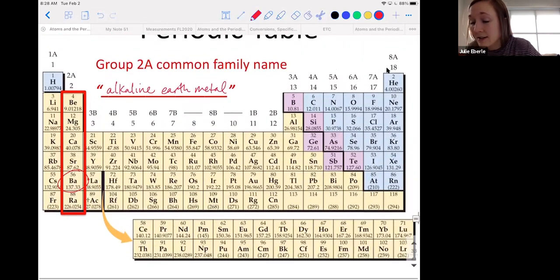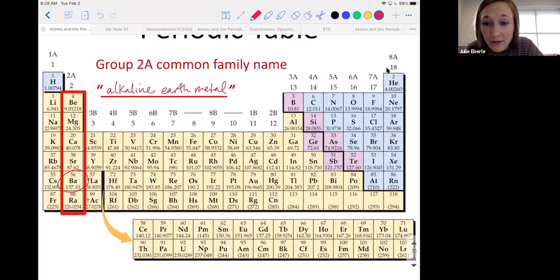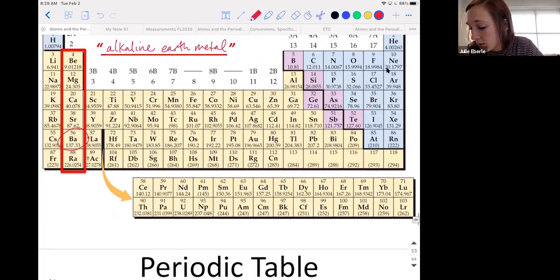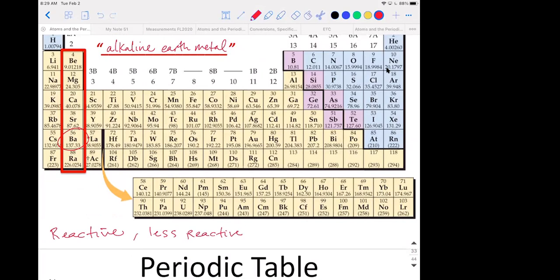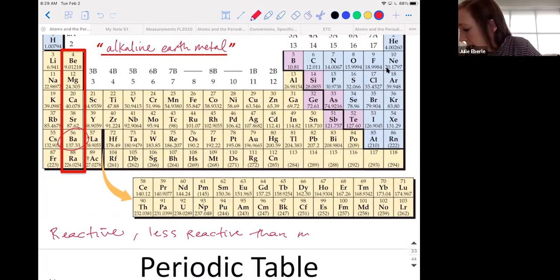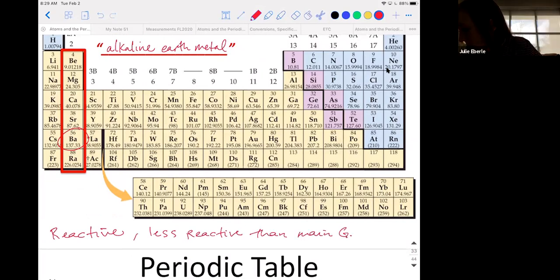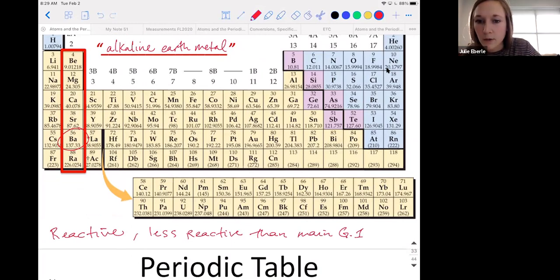And very similar to the main group 1 elements, these are also highly reactive. We typically don't find these in nature very often in pure form. Now they're not as reactive as main group 1, so they're still reactive, but less reactive than main group 1, okay?